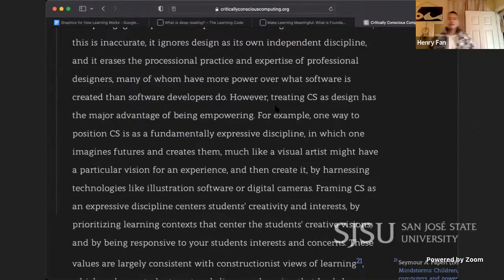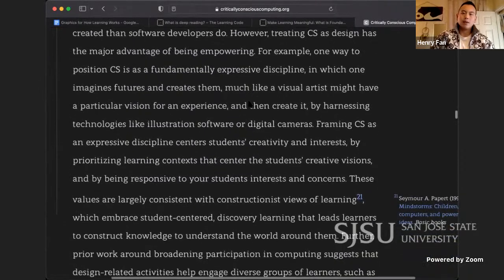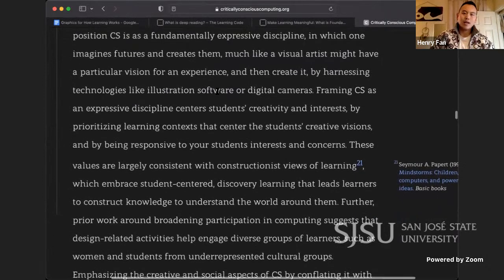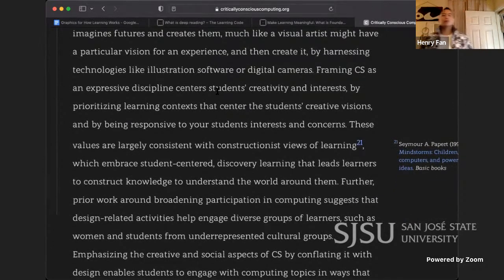However, treating CS as design has the major advantage of being empowering. For example, one way to position CS is as a fundamentally expressive discipline in which one imagines futures and creates them, much like a visual artist might have a particular vision for an experience and then create it by harnessing technologies like illustration software or digital cameras.